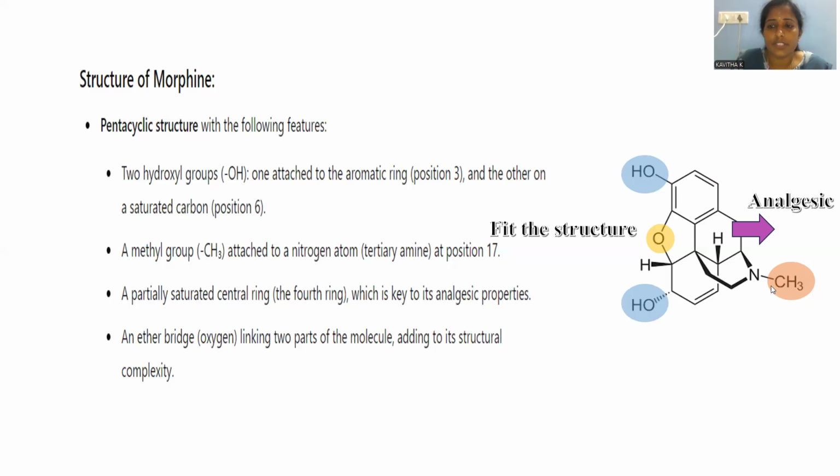And here you can notice the saturated means what? A partially saturated ring will be there. The saturated ring is responsible for its analgesic property, so it used to give pain relieving tendency. Bridged oxygen will be there. This bridged oxygen used to fix the molecule. That is the purpose of bridged oxygen. This is the entire structure activity relationship study carried out for morphine.